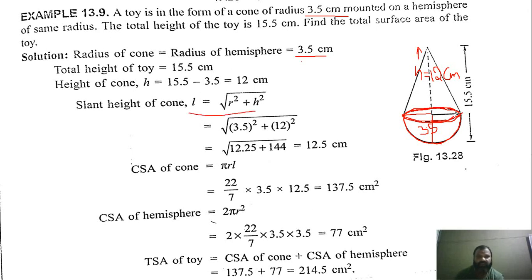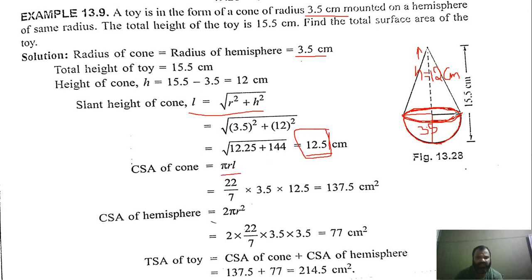So we know that the formula of slant height is L equals square root of r square plus h square. Put the values of r square and h square, and you get the slant height of the cone, which is 12.5. Okay, 12.5 centimeter is the slant height of the cone.